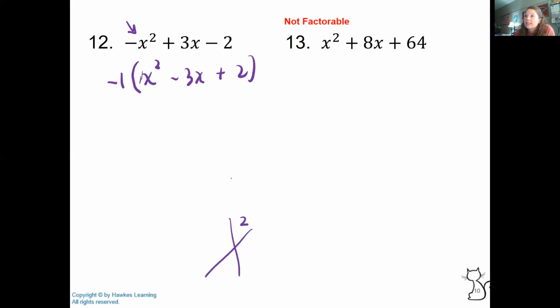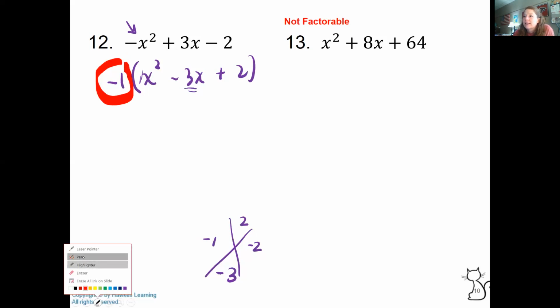So I want a product of 2 and a sum of -3. So what two numbers multiplied give me 2 and add to give me -3? Well, the only two factors of 2 are 1 and 2. And if I make them both negative, I still get a positive product, but -2 plus -1 is -3. So I'm going to ignore this for a few minutes. Let me circle that so I don't forget that as part of my final answer. I made that really fat, didn't I?